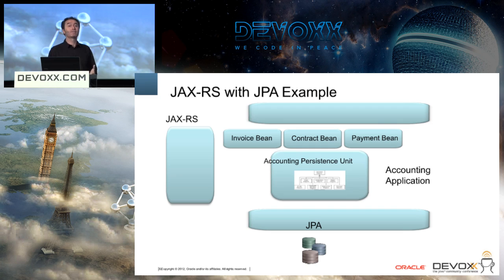write a lot of these JAX-RS enabled classes, or a lot of methods, your choice, right? Probably more beans so you can bind them to different paths. So invoices, contracts, payments, the usual type of thing in HTTP.